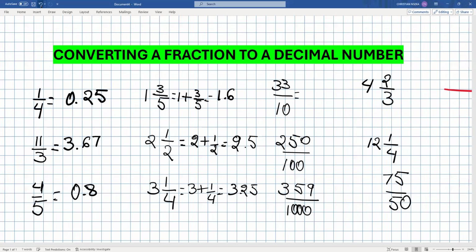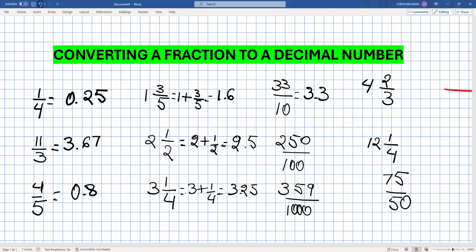All right, so 33 divided by 10. This one here is an improper fraction. Since we divided by 10, we're going to put a decimal. Anytime you divide any number by 10, if it's an improper fraction, you'll move the decimal one place from right to left. So I'm going to get 3.3.